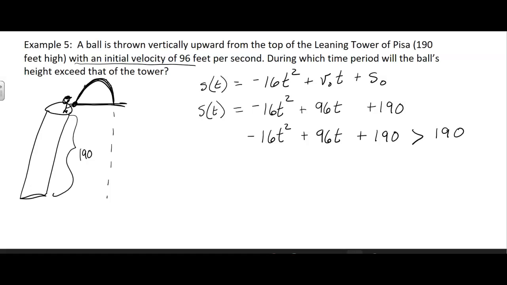Now, subtract 190 from both sides. And so I want negative 16t squared plus 96t to be greater than 0. I can factor out a negative 16t GCF, right? So t minus 6. I did that earlier on a calculator. 16 goes into 96 six times. So when is that greater than 0?